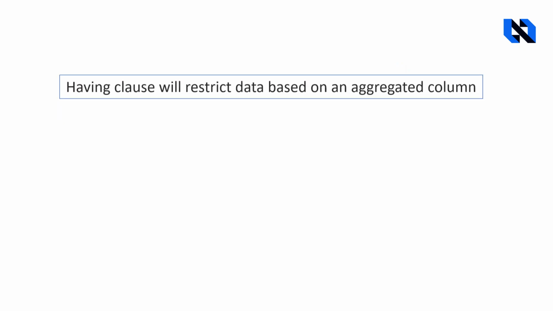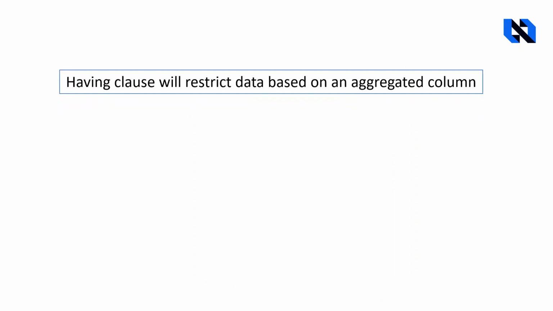Now, what if you wanted to filter your data based on that aggregation? How would you be able to solve this? Now, that takes us to the HAVING clause. The HAVING clause would restrict data based on an aggregated column. Now, there is a thin line between WHERE and HAVING.